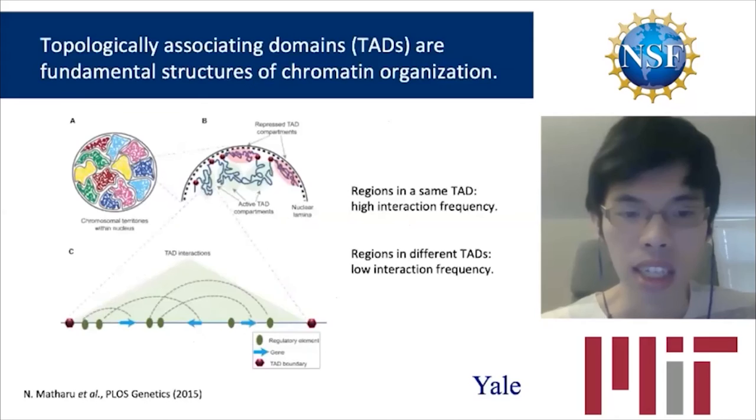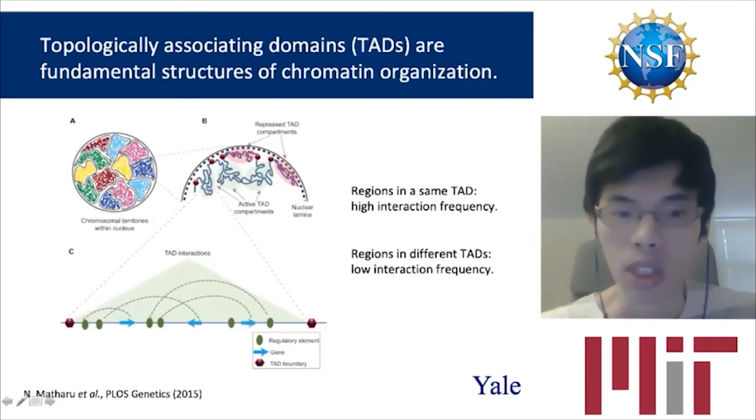It is found that a spatial organization called the topologically associating domain is a fundamental structure of chromatin. Each chromosome occupies a territory within the interphase nucleus, and they can be further divided into topological domains. These domains are classified on the basis of the DNA interaction frequencies. So within the domain, the regions frequently interact with themselves. However, the regions in different domains have much lower interaction frequencies. And such tight structure has been found in a wide range of organisms.